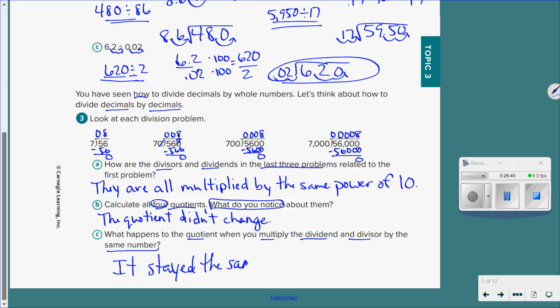So here's the big lesson in this, and we don't make rules based on one example, but I will guarantee you this example works for every number you use. So as long as I multiply both the dividend and divisor by the same power of 10, my quotient will not change. Okay? Everybody good on this page? Questions? Okay, let's look at our next one.